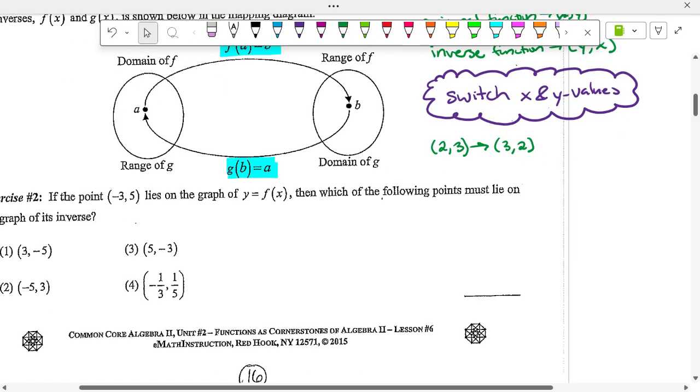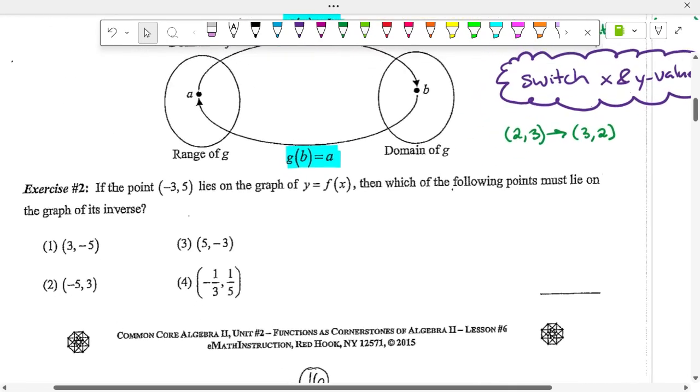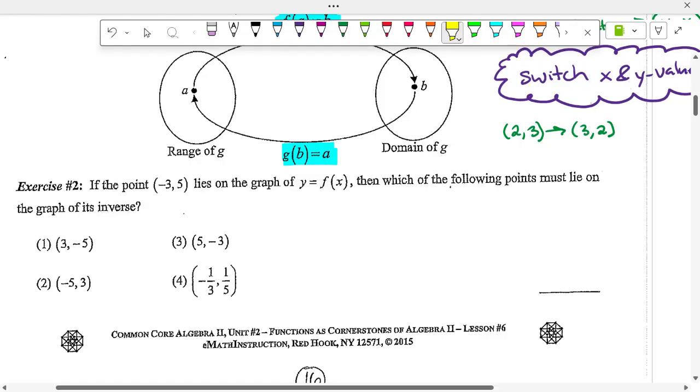So this next example is really easy then, because if this is the point that lies on f of x, which of the following points has to lie on the inverse? So take a minute. Remember, you just switch x and y. In a minute, I'm going to ask you to hold up the number of fingers of the answer choice you think it is. All right, what do you think? Hold them up.